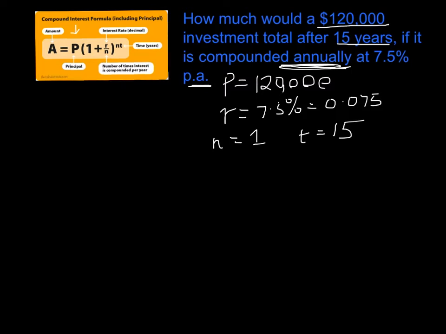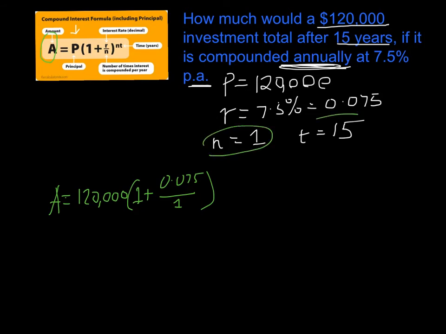Let's now use the compound interest formula to work out the amount that we'll have after those 15 years. So A, the amount, is going to be equal to the principal, which is 120,000, multiplied by 1 plus the rate as a decimal, 0.075, over the number of times it's compounded, which is 1, all to the power of n times t. So n times t is 15 times 1, so the power of 15.